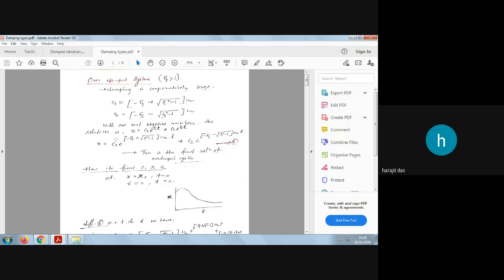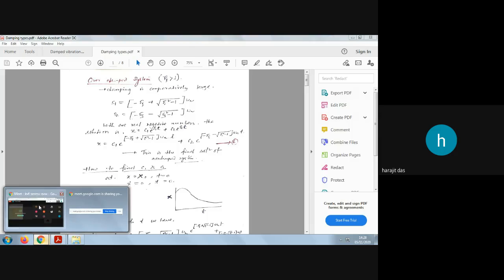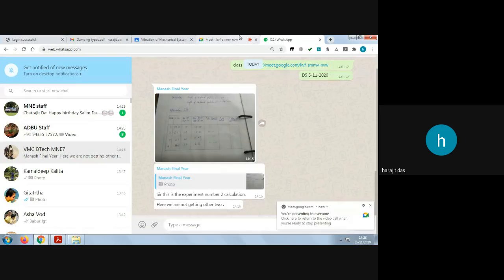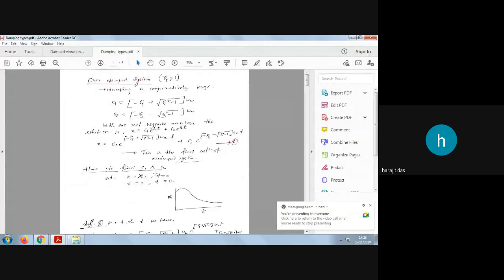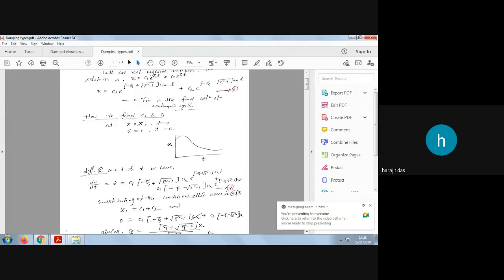Now we need to find the values of c1 and c2, because these are the two constants to be determined, isn't it? So how will you find the two values of these arbitrary constants? Now we have to apply the boundary condition or the initial condition. So we'll be using the initial conditions just like in the previous derivation.